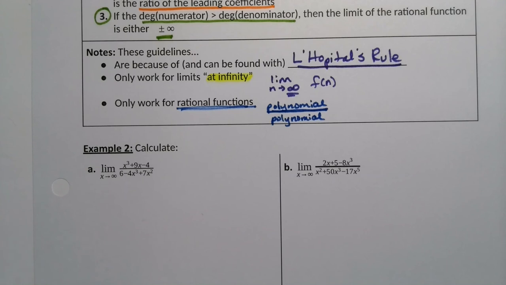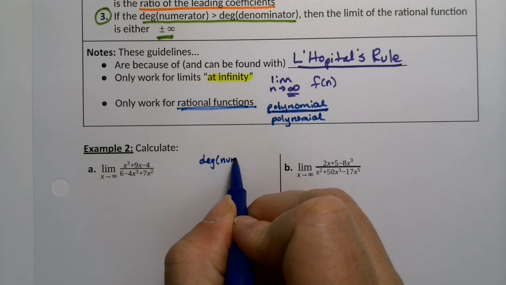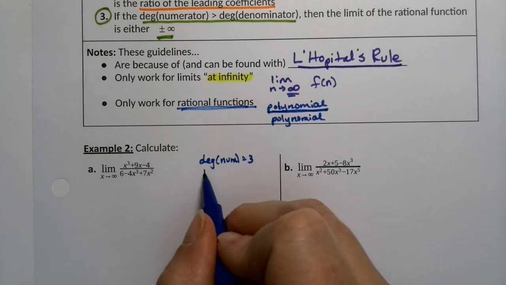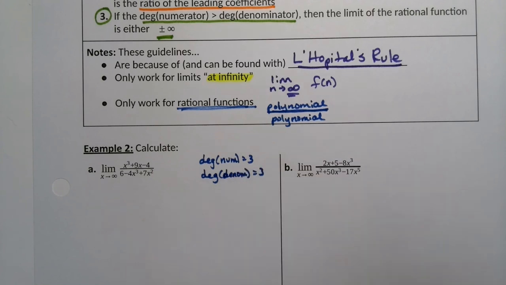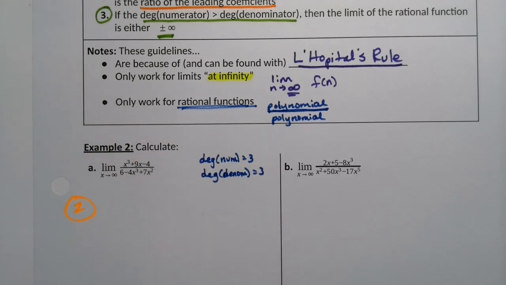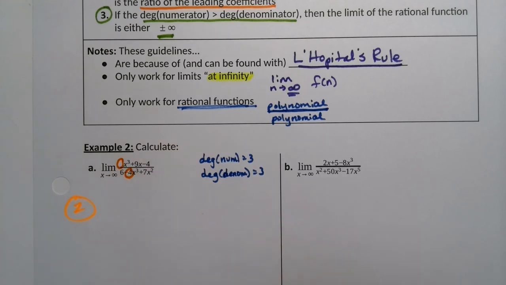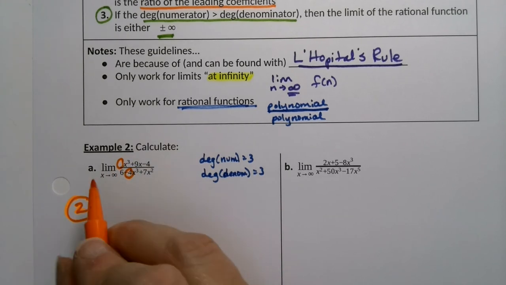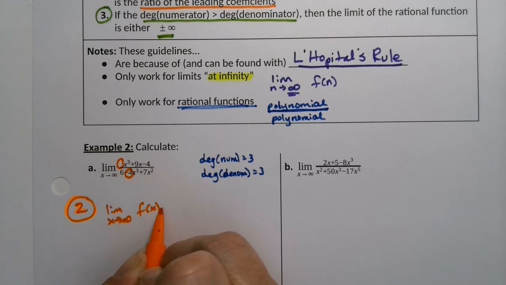So this is a case 2, right? The degree of the numerator is equal to 3, and the degree of the denominator is equal to 3, because degree is the highest power out there, which is 3 in both of these cases. Therefore, according to case 2 logic, I can take a ratio of the leading coefficient right here and right here. And I can say that the limit as x goes to infinity of that function is positive 1.